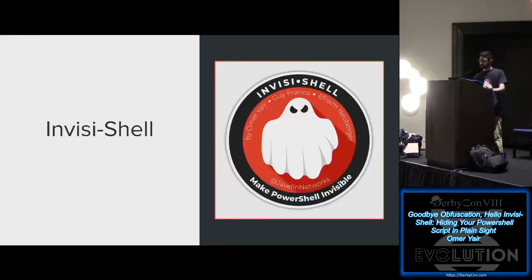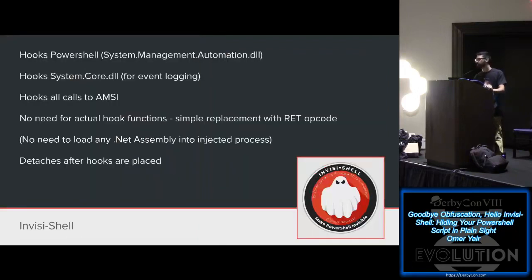Okay, so now that you know how to hook functions, let's see what Invisi shell can do for the red team. Invisi shell hooks all of PowerShell functions, and again, when I say PowerShell, I mean System.Management.Automation. It doesn't matter how you load the PowerShell engine, it will be hooked. It hooks System.Core DLL, and I don't know any other method of hooking IL assemblies that can hook this DLL. And it hooks, obviously, all the calls to AMSI.